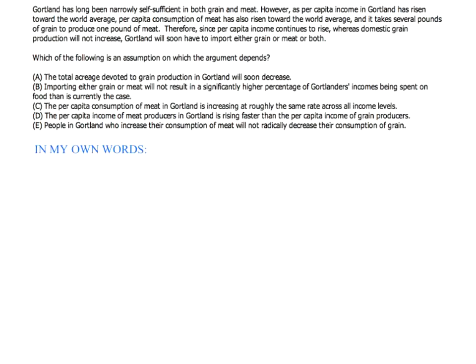So narrowly self-sufficient is right now Gortland produces just enough grain and meat for its people. That's what narrowly means. This is why it's so important to put this stuff in your own words, because narrowly self-sufficient is kind of mumbo jumbo, whereas produces just enough stuff for its people is definitely not mumbo jumbo. That's a very easy statement to understand.